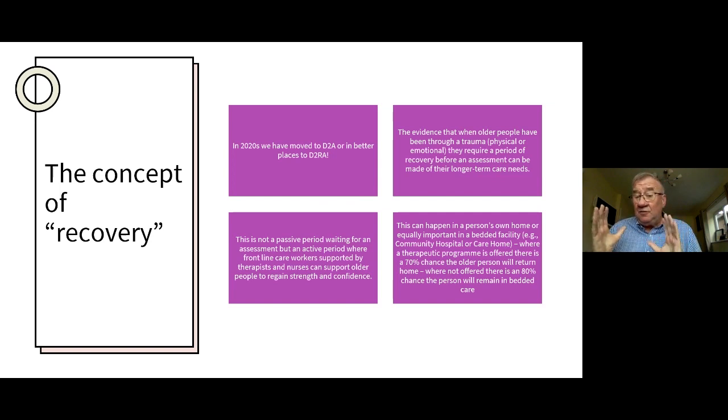And this can happen in an older person's own home, which is where domiciliary care reablement matters, but it's equally important that it happens in bedded facilities, community hospitals or care homes. Where a therapeutic program is offered, there is a 70% chance the older person will return home. Where there is no therapy or support to recover offered, there's an 80% chance the person will remain in a bedded care home. My own father-in-law has been in an intermediate care bedded facility for the last 3 weeks.